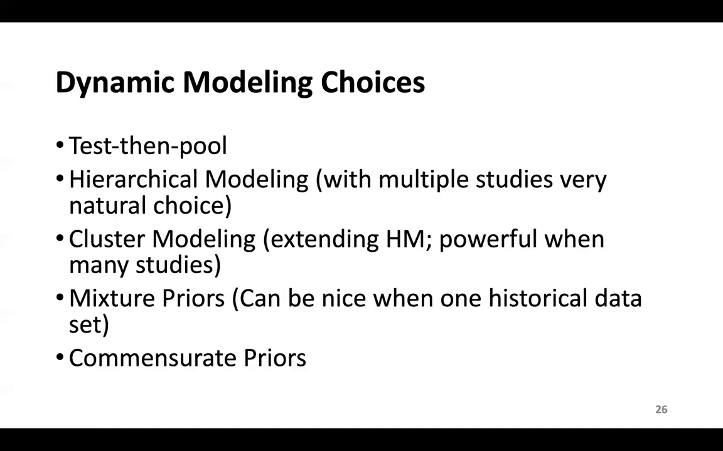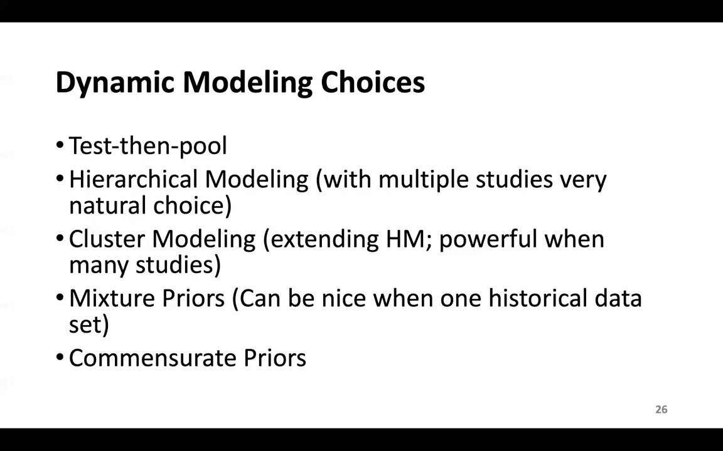Dynamic approaches, you saw test and then pool, is a dynamic approach. Hierarchical modeling is a dynamic approach, and we walked through that a little bit. That's a particularly good choice if we have multiple studies. I just walked through an example where there was a single historical trial. What if we had multiple studies? It really becomes a meta-analysis to estimate the true control rate.